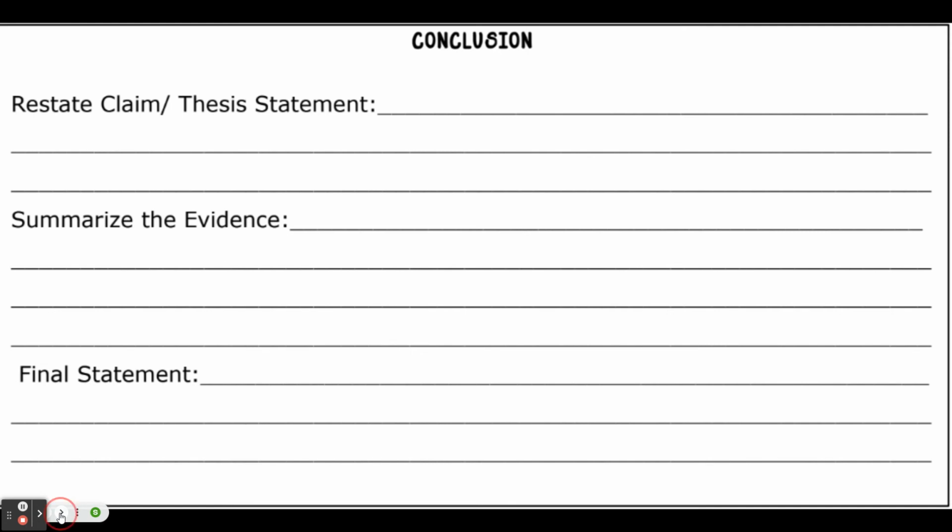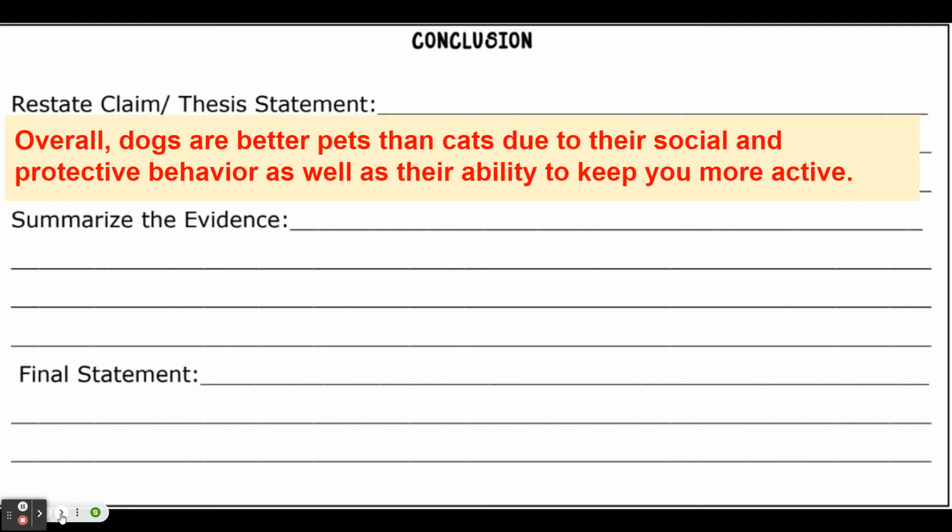So let's look at how this would go in a conclusion. In that dog cat example, if we're going to restate the claim or thesis in a different way, we can say, overall dogs are better pets than cats due to their social and protective behavior as well as their ability to keep you more active. A lot of those words are the same, but it is worded differently.